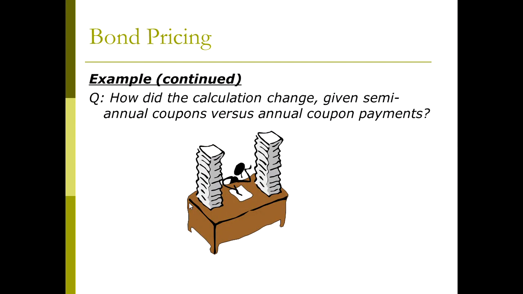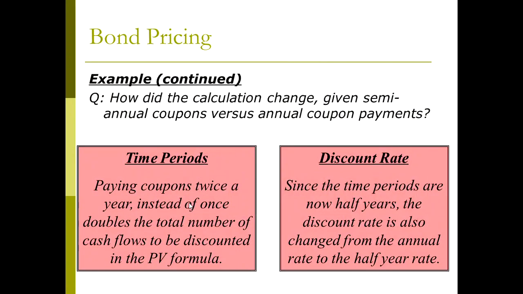So how did the calculation change given the semi-annual coupons versus the annual coupon payments? Let's summarize. It's very important because in real life, most of the bonds are paid semi-annually. So first of all, time periods. Because now you're receiving the coupon payments twice a year, so the total time period will double. Discount rate. Now we're looking at half years, so the discount rate will be cut in half.